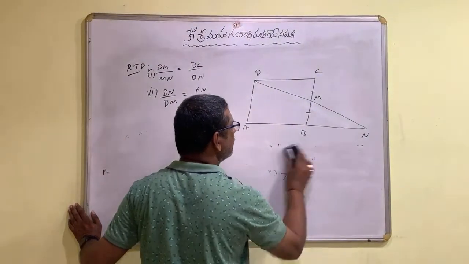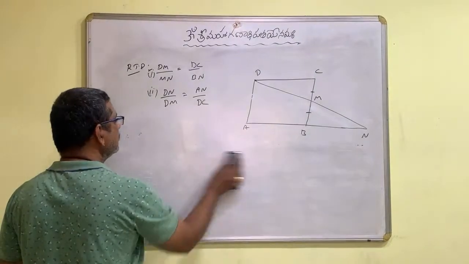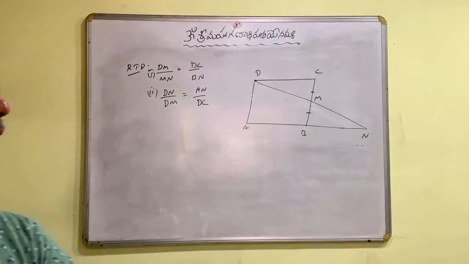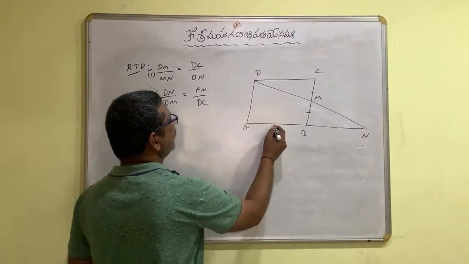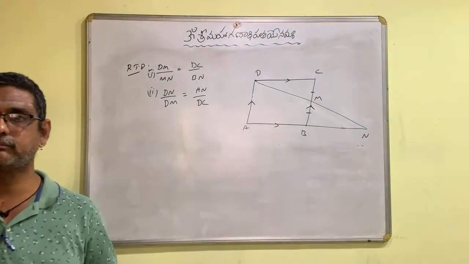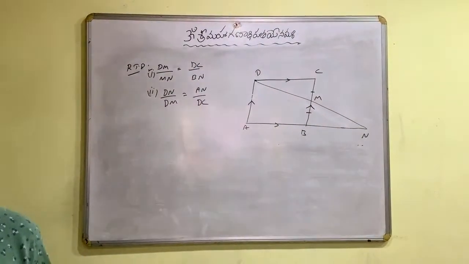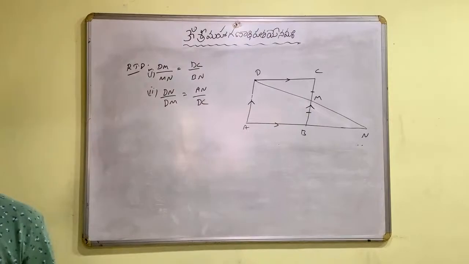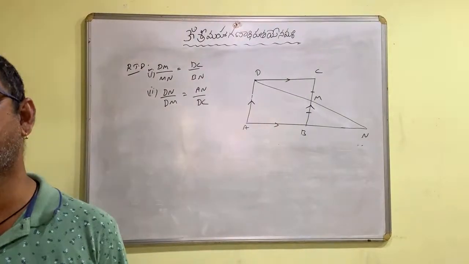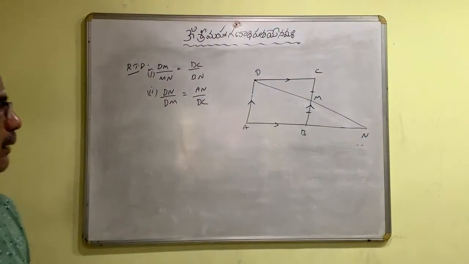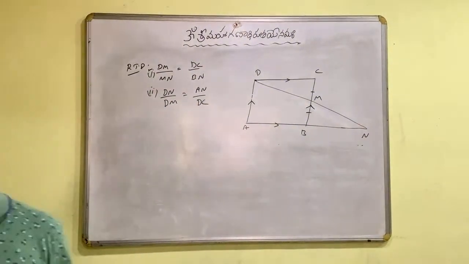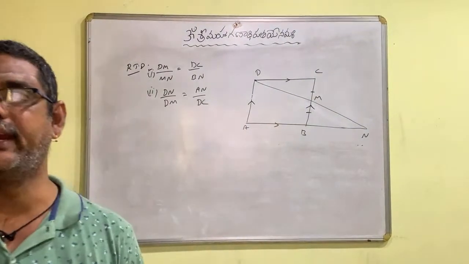Now children, observe the problem on the board. ABCD is a parallelogram and M is the midpoint of BC. DM is joined and produced such that it meets AB produced at N.